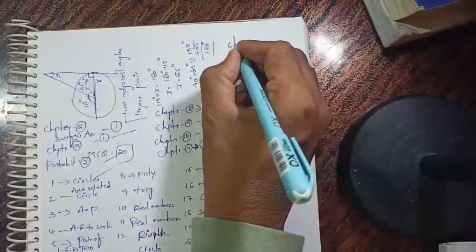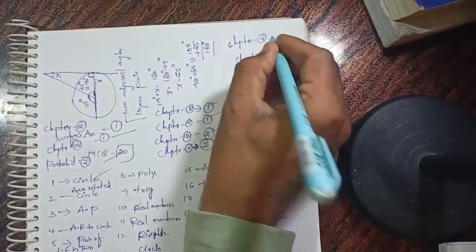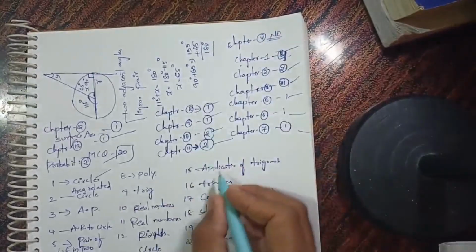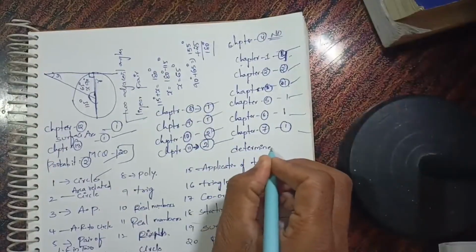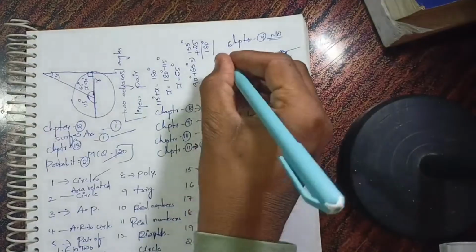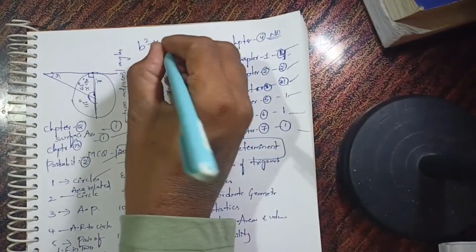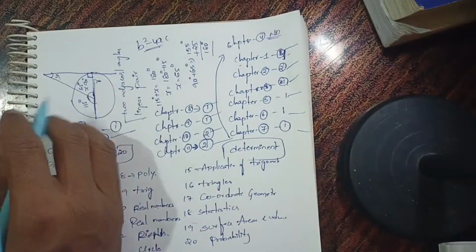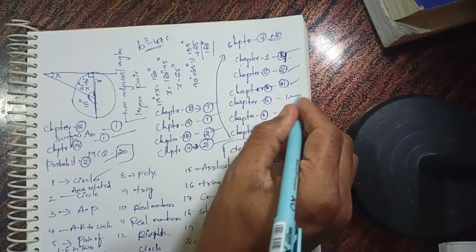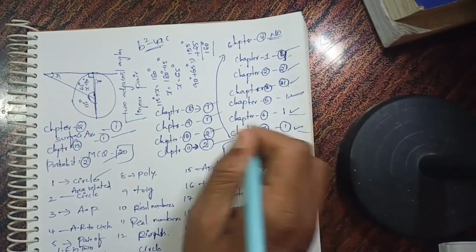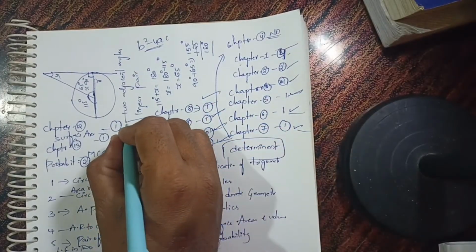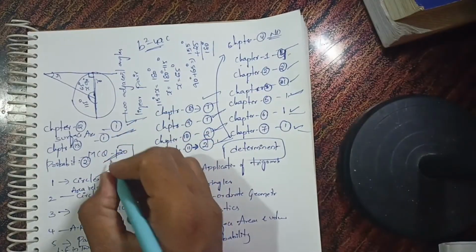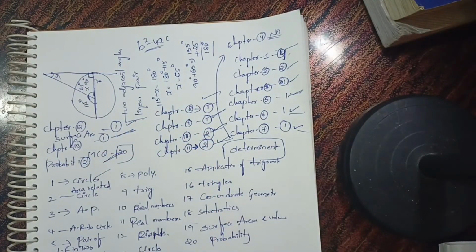There is no question from chapter 4. Chapter 4 had no question given, but you will definitely get the discriminant. On this one we are going to get a compulsory question, that means b square minus 4ac. Chapter 5 is arithmetic progression, 6 triangles, 7 coordinate geometry, trigonometry, applications of trigonometry, circles, area related to circles, surface areas and volumes, statistics, and the last one is probability. So these are the MCQs which are covered in these chapters.